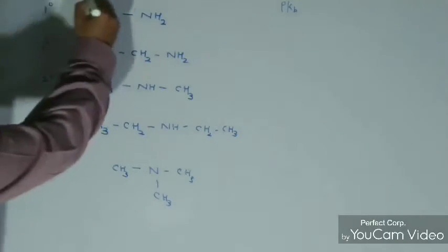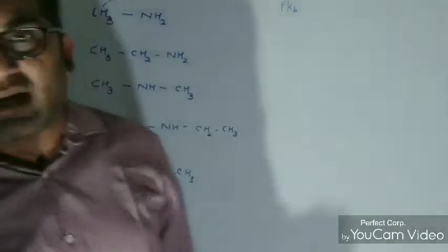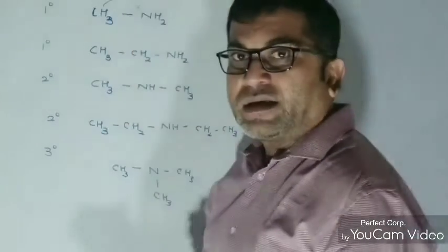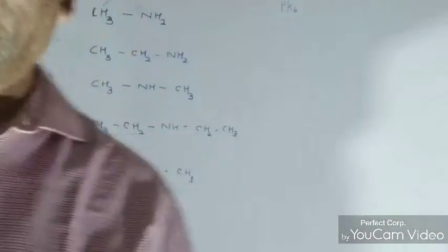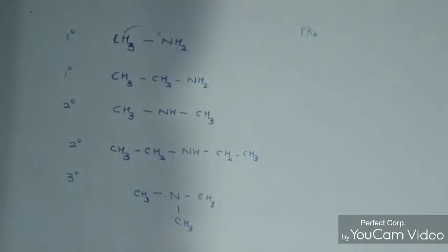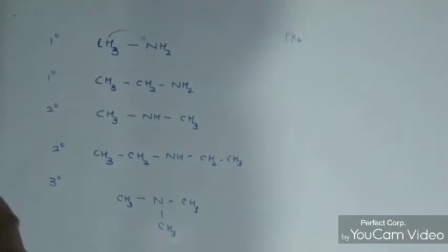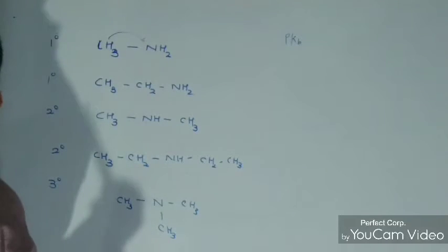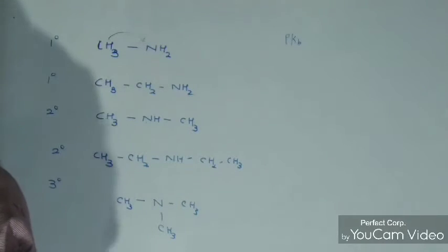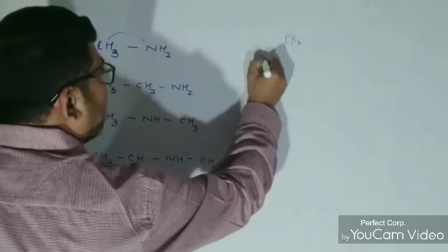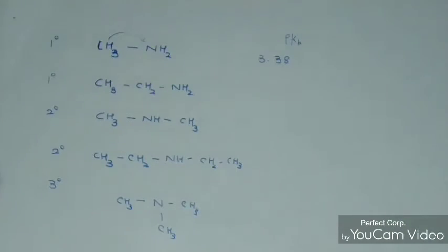In methanamine, this alkyl group, the carbon CH3, so alkyl groups like methane, ethane, propane, these are electron donors. And this is donating electrons to nitrogen. As it is donating electrons to nitrogen, nitrogen becomes stronger and its basicity increases, and the pKb value of this is 3.38. That means it is stronger than ammonia. So this is completed. The pKb of methanamine is 3.38.